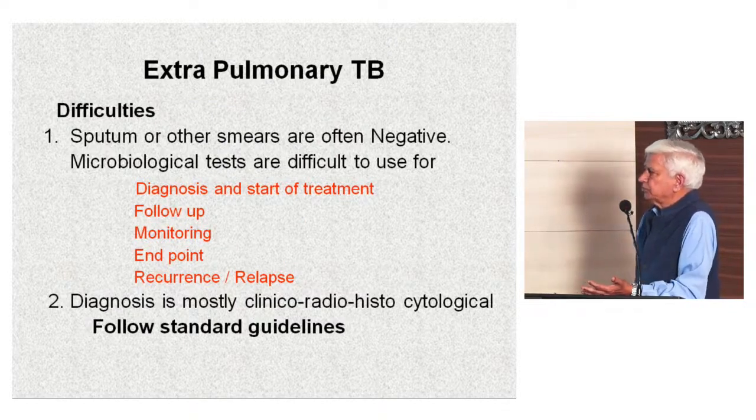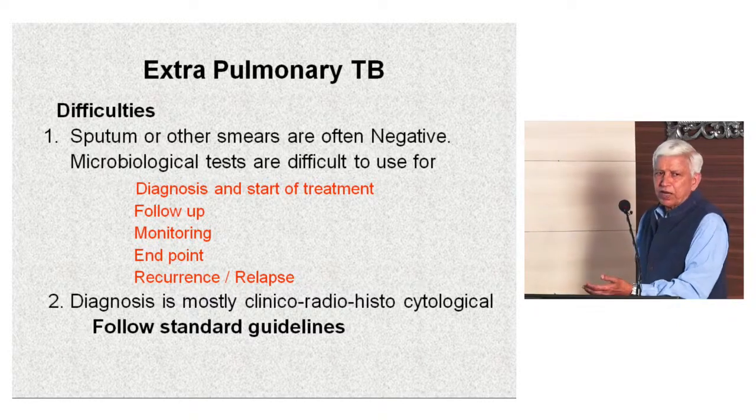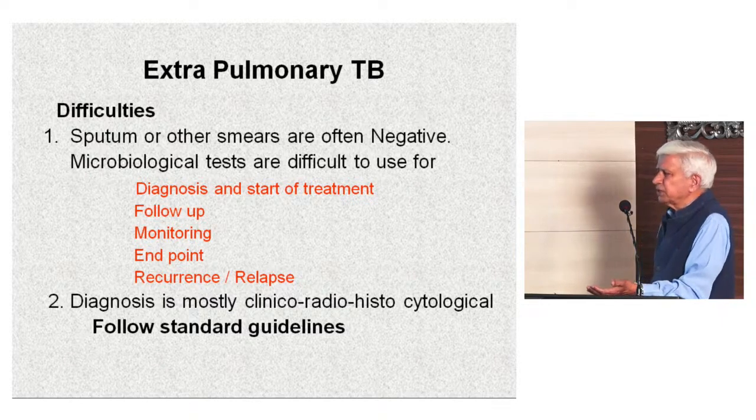Extra-pulmonary tuberculosis is one important issue which is now increasing in frequency as well, and is difficult to diagnose. We discussed last time also that sputum and other smears are often negative here. For example, in liver tuberculosis or lymph node tuberculosis, sometimes you can find acid-fast bacilli in the needle aspiration, but most of the time it is not as easy or as common as in sputum. Similarly, in pleural fluid, ascitic fluid, pericardial fluid, you don't really find tubercle bacilli that easily. So it is difficult to diagnose and start the treatment.